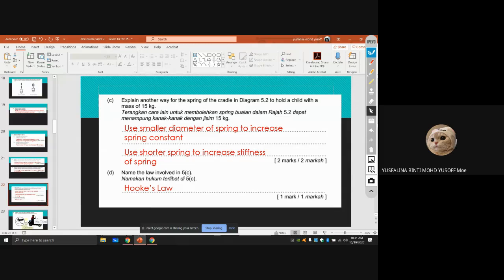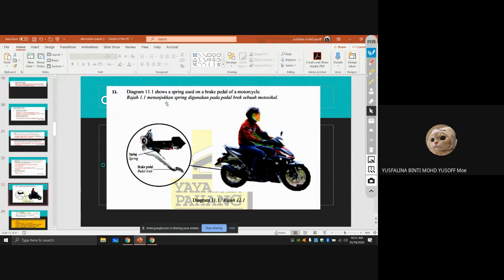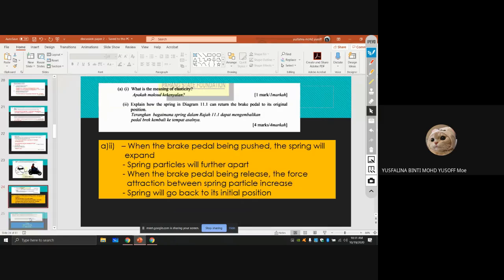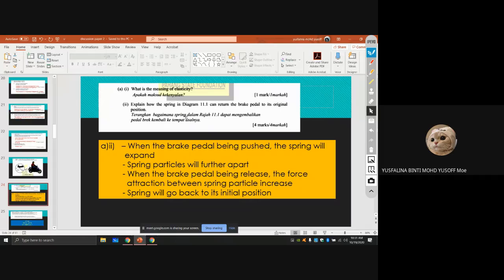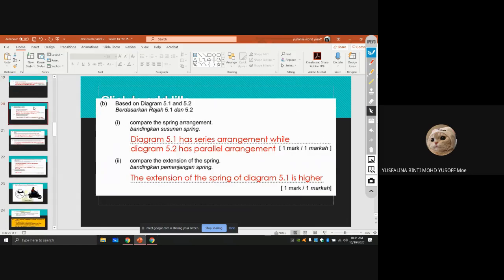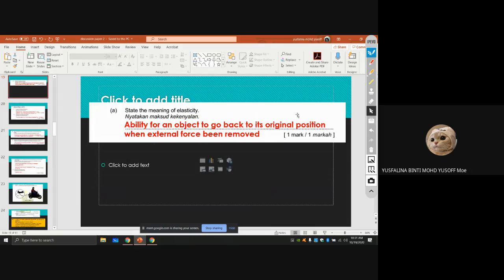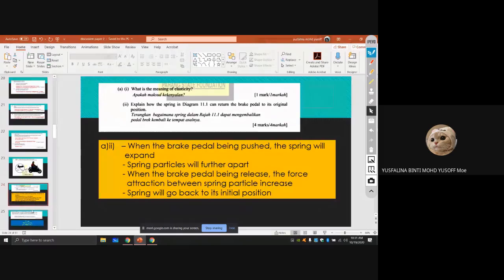Okay, so next slide. Diagram 11.1 shows a spring used on the brake pedal of a motorcycle. And then it says here, what is meant by elasticity? I will not discuss this question because we already discussed it twice, so you can refer to the earlier slide for this answer. Alright, so I move to the next question. Explain how the spring in diagram 11.1 can return the brake pedal to its original position.